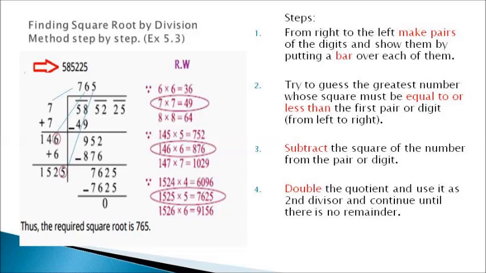Now the question is, what is the square root? Students, the quotient that we get here, that is 765, is the square root of this given number. If you want to check whether your answer is correct or not, you can take the square of 765. That is, you multiply 765 with 765 and check your answer. That will be the given number whose square root we have just found.